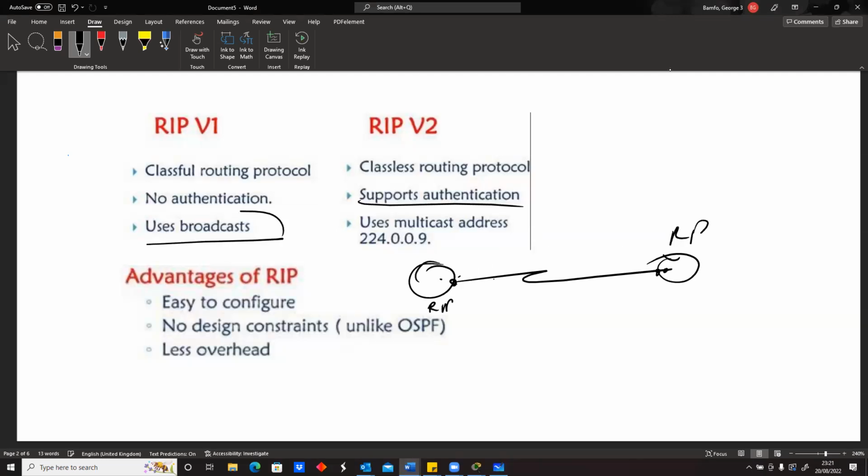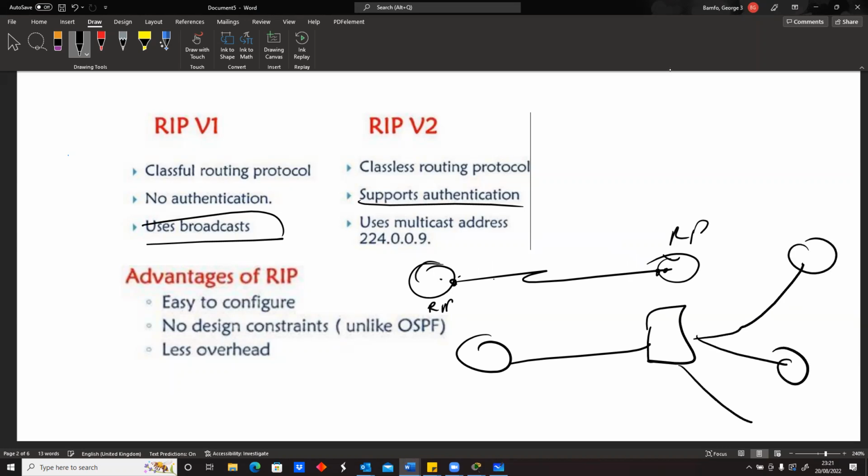RIP version 1 does broadcast. So assuming you have a switch connected here, and then this switch connected to a router and a router, RIP will send a broadcast. With RIP version 1, it will send a broadcast and everybody will receive the information. But if these guys are not configured with RIP, they don't need to receive it.